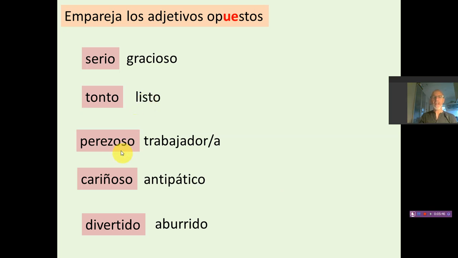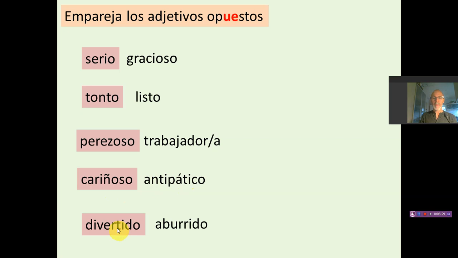Perezoso, lazy, with trabajador, or if you're describing a female, trabajadora. So perezoso is lazy. Cariñoso is a really nice word, and it means caring. And actually, look, you've got most of the word caring in here, haven't you? C-A-R-I-N, or enye, actually. So caring or loving, it's that sort of idea. And I paired that with antipático, meaning mean or nasty. Cariñoso, antipático.